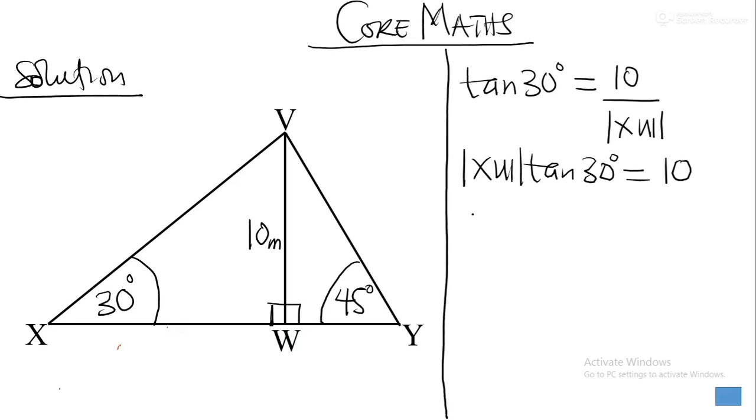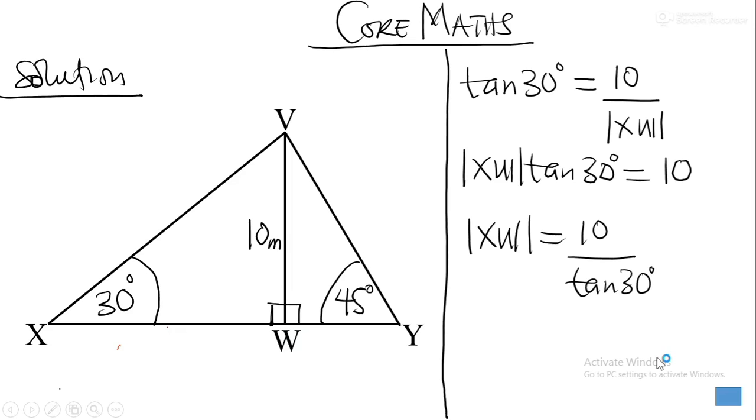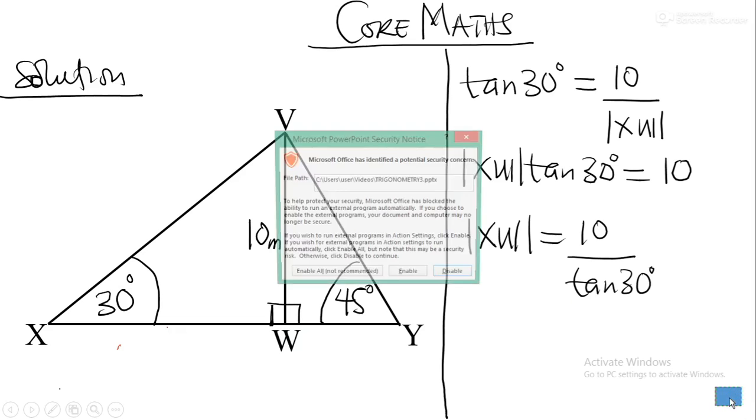Okay, so now making XW the subject, XW will be equal to 10 divided by tan 30. Good. So now we need the calculator. So let's get our calculator.